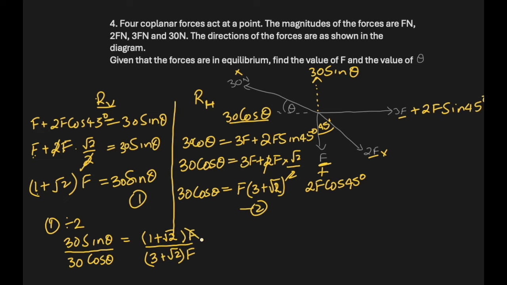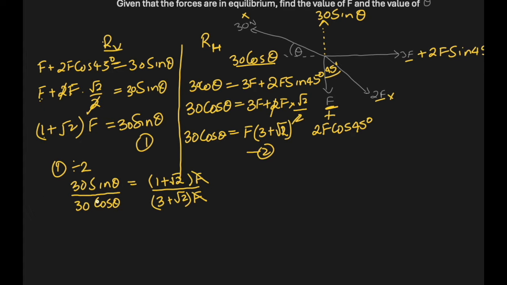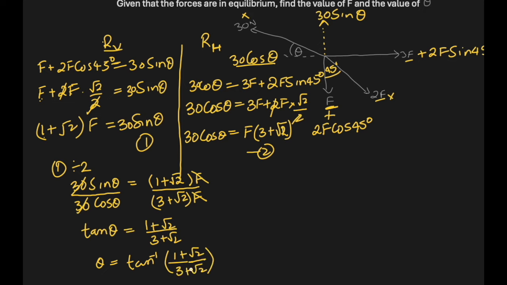So that was the purpose. F and f will cancel here. We got rid of one variable. The sine theta over 30 and 30 also cancel out. Sine theta over cos theta will be tan theta, equal to 1 plus square root 2 over 3 plus square root 2. Theta will be tan inverse of 1 plus square root 2 over 3 plus square root 2.